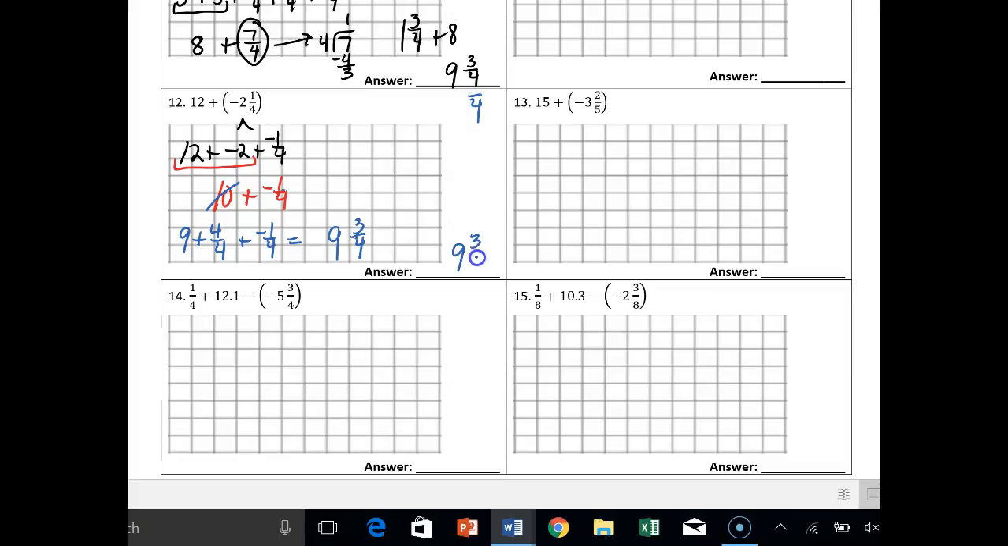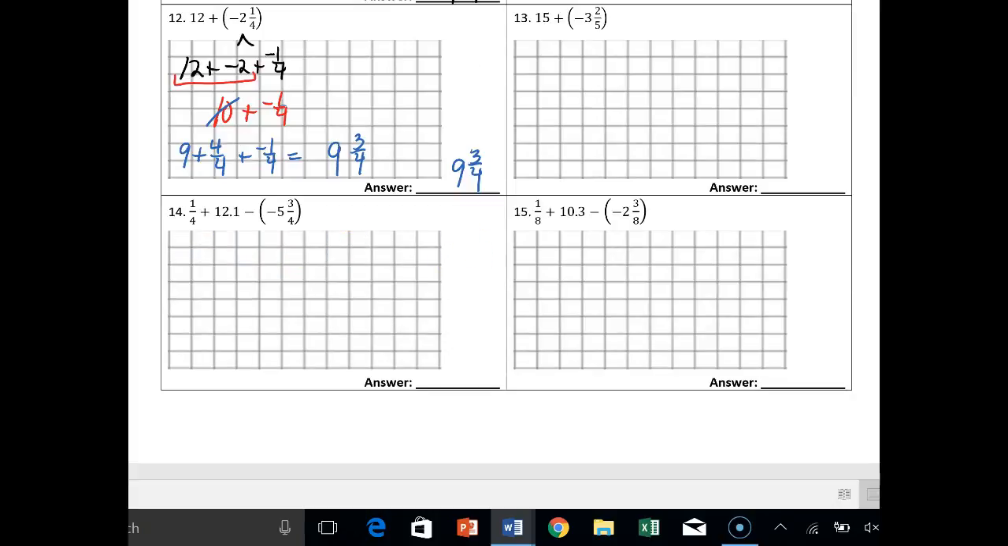All right. And lastly, number 14, we're going to have to keep-change right off the bat because I have subtraction. So keep it, change. I have 1/4, I have 3/4, and then you see 12.1. You know that's 12, and 0.1 is in the 10th spot, so 1/10, right? So say 1/4 plus, we can call this 12 1/10.